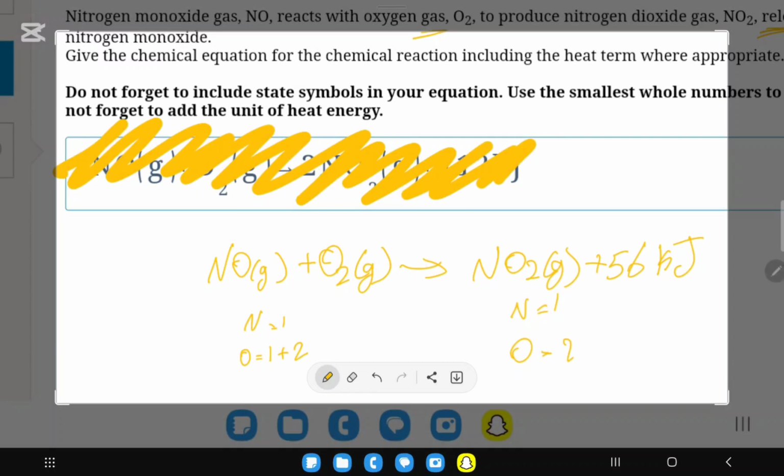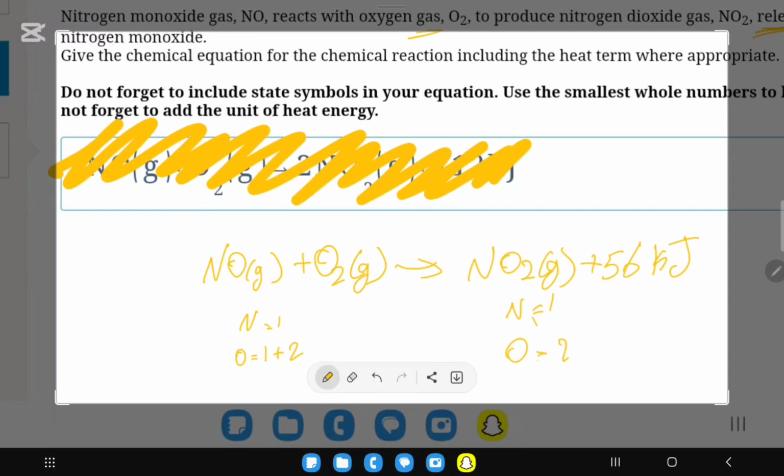We have NO plus O2 gives NO2. As we see here, N is already balanced, O is not, but we have to see what numbers can make O balanced.